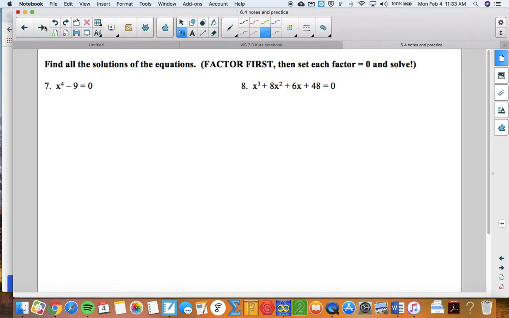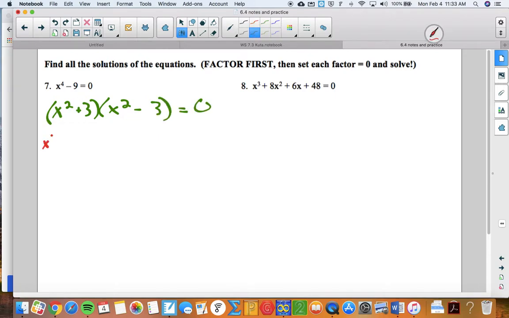Find all the solutions. So now we're going to find all the solutions of the equations, factor first, and then set each factor equal to 0. This is difference of squares. It's the same as x squared plus 3 times x squared minus 3 equals 0.